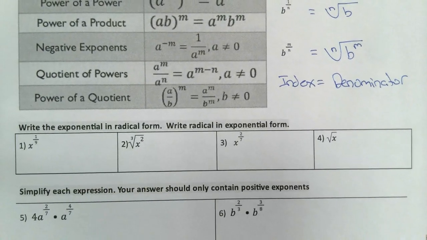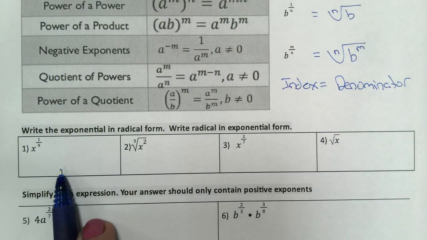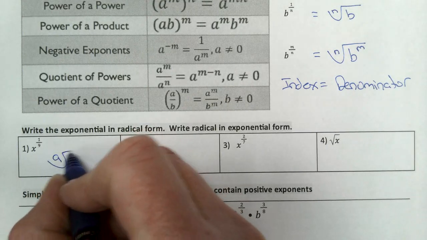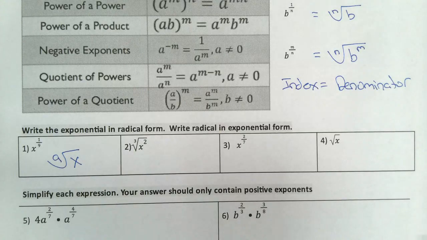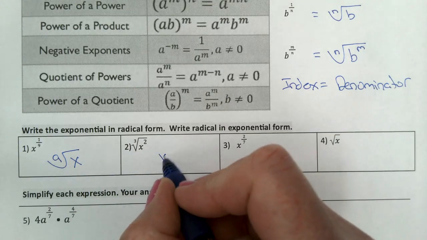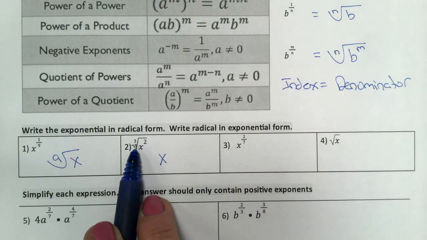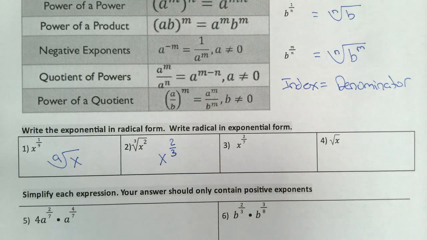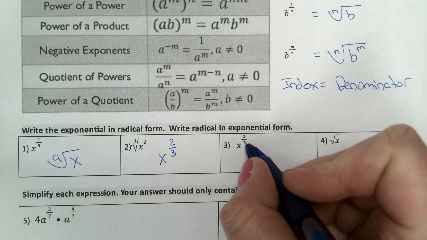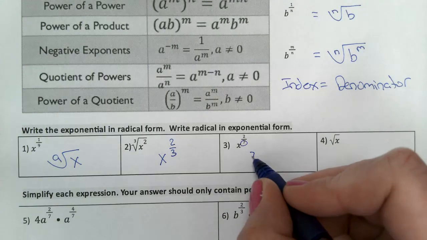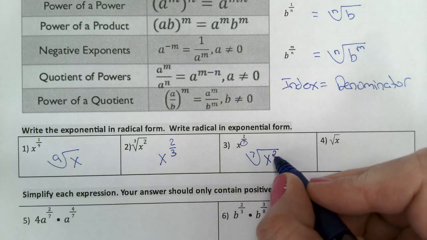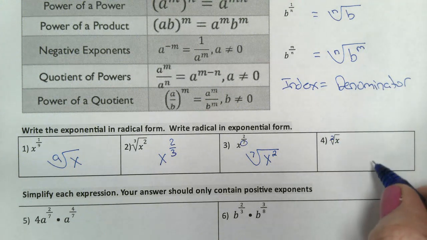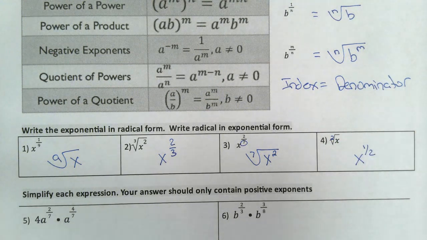So using this rule, we're going to write these in the different form. So x to the 1/9 is the same thing as the 9th root of x. So on this one, I have an x. The index is the denominator, so this would be raised to the exponent of 2/3. That is my index, so that is the 7th root of x squared. The index is an implied 2, and this would be the same thing as x to the 1/2.